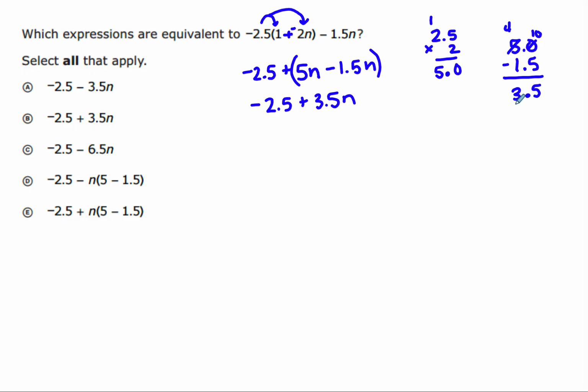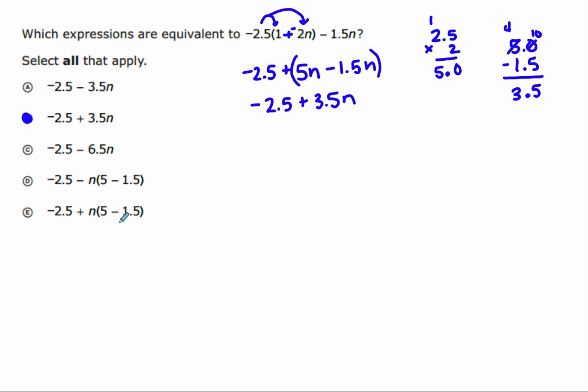Let's see what things mean the same. Negative 2.5, yep, minus 3.5n. No, that's like a negative. Minus, this is a plus. So no, not A. Negative 2.5 plus 3.5n. Yep, that works. Negative 2.5 minus 6.5n. Nope. All right, D, both start with negative 2.5, so maybe.